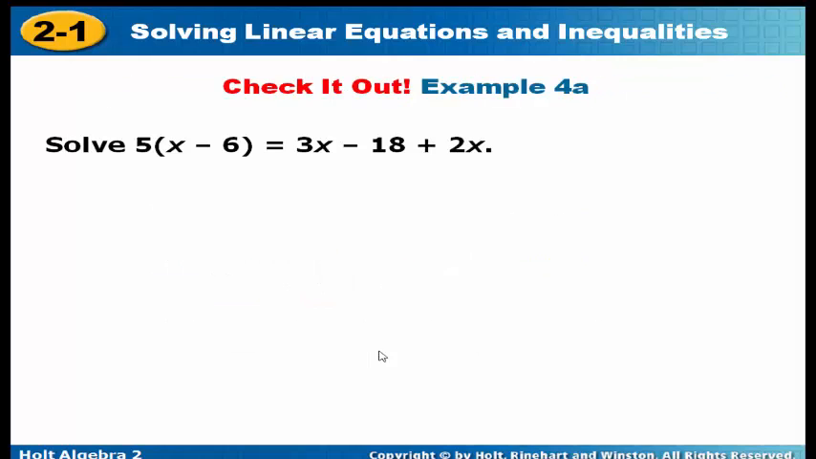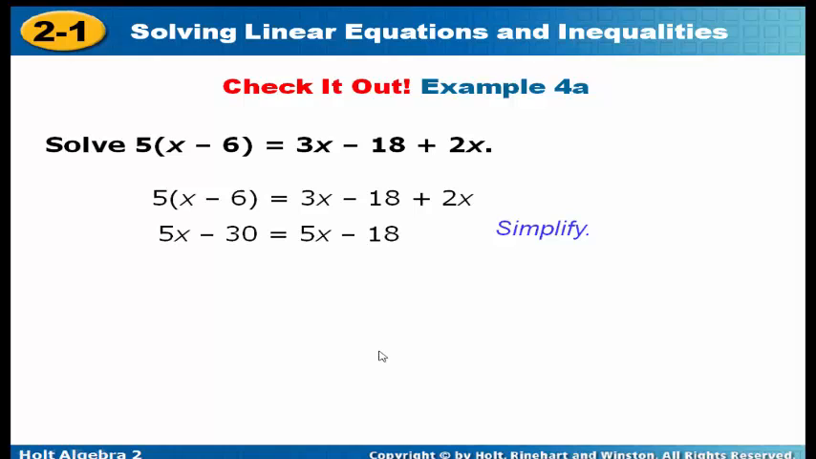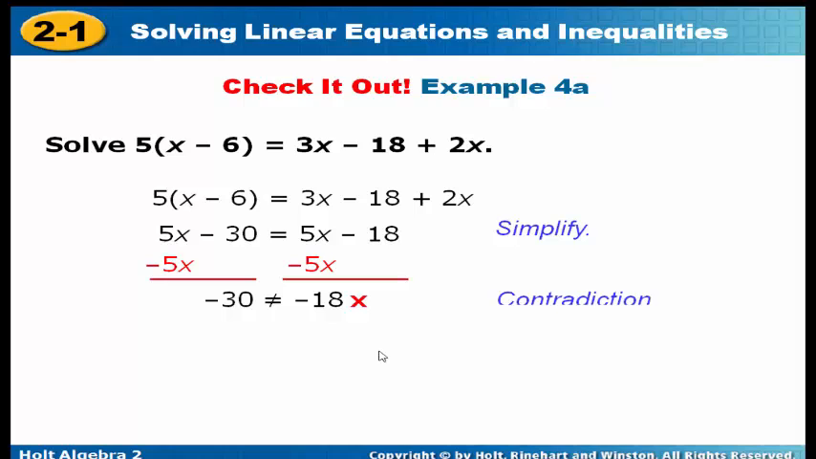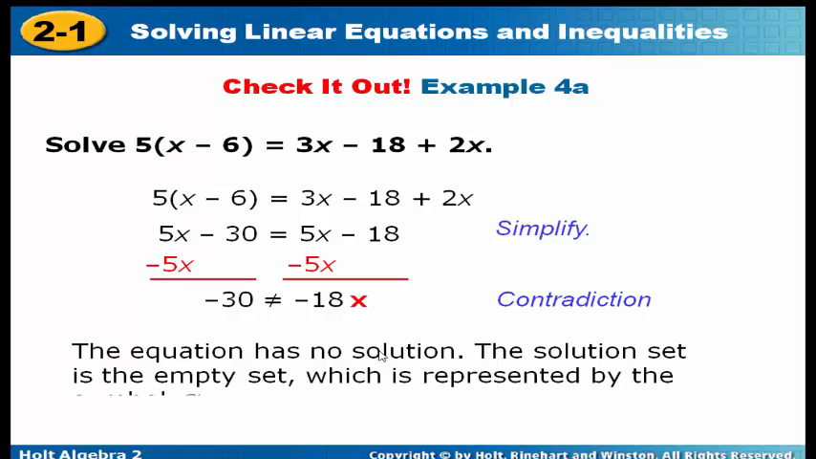5 times x equals 5x minus 30. 3x plus 2x equals 5x minus 18. Subtract 5x from both sides. So negative 30 doesn't equal negative 18, contradiction, and the solution is phi.